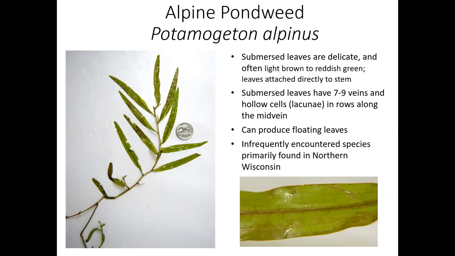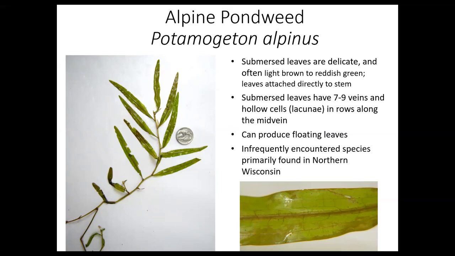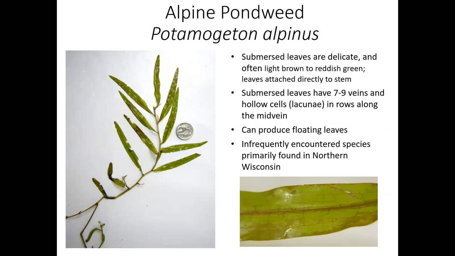And oftentimes you can see along this mid-vein, there is a couple of rows of these lacunae or hollow cells that kind of buffer that mid-vein on both sides. This is a species that can produce floating leaves, and the few times that I have encountered this, I have found it with floating leaves present. Although, like Susan said earlier, it doesn't necessarily mean you'll always find those on the species.